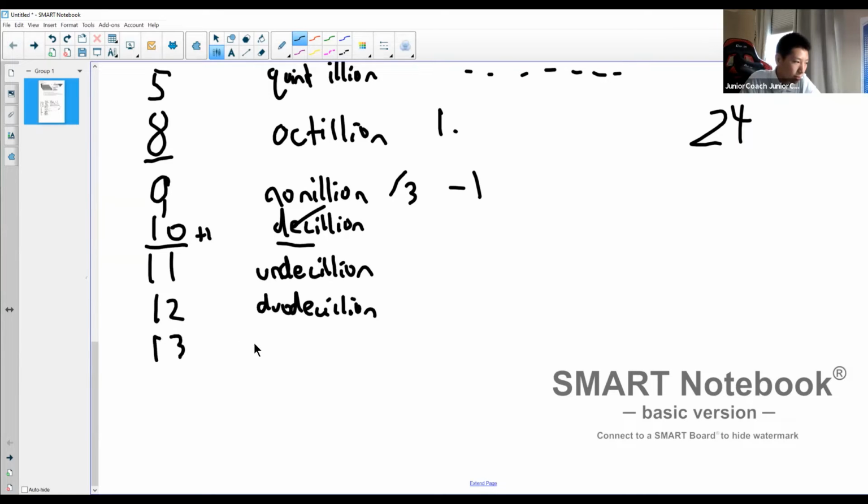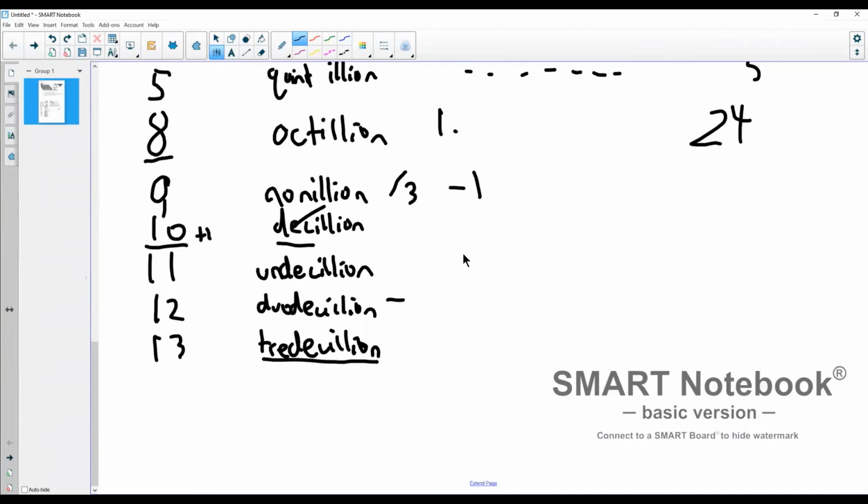And then 13 becomes decillion, but we add 3. So it's, I don't know this for sure. So I think it's tredecillion, but don't quote me on this. I'm not sure, but just another quick math problem. How many zeros would duodecillion have? Send it in chat. How many zeros would duodecillion have?